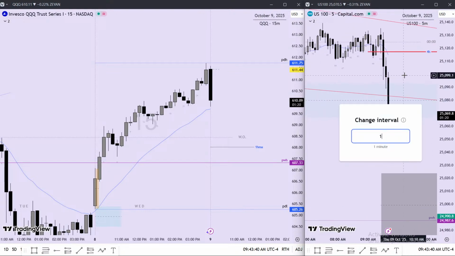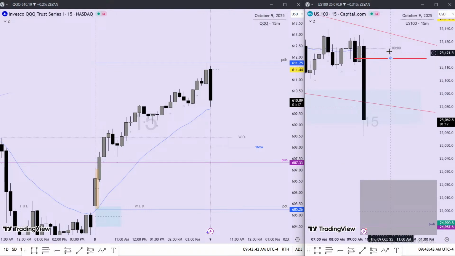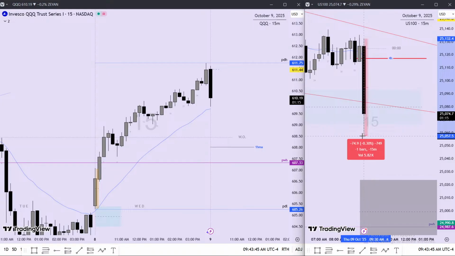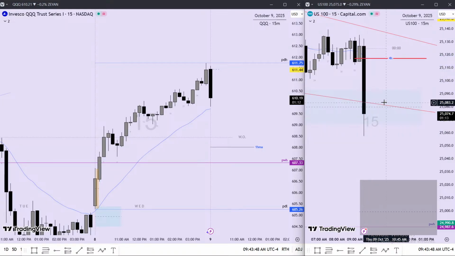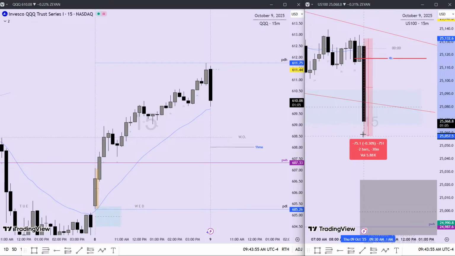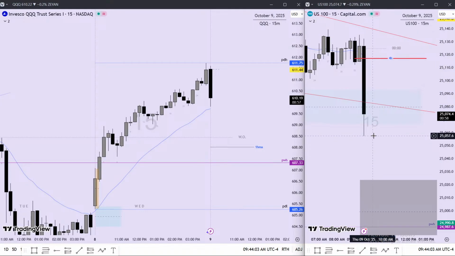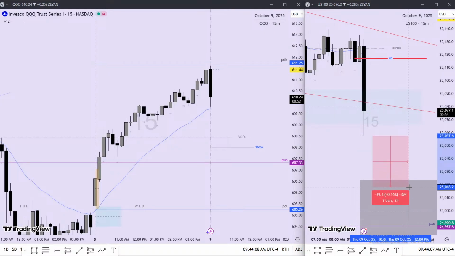Okay, so let's measure the range of this bar. In total, this bar is 74 points. So I'll be risking roughly 40 points to gain 40 points. If this is my stop entry, will I be able to get 40 points? If I aim for 40 points, that will be 25,016.